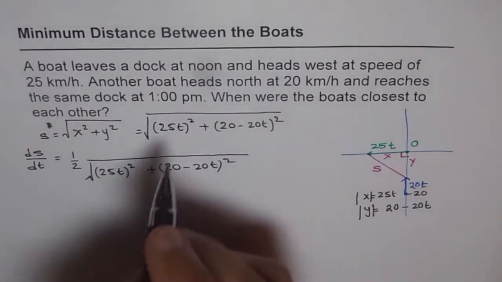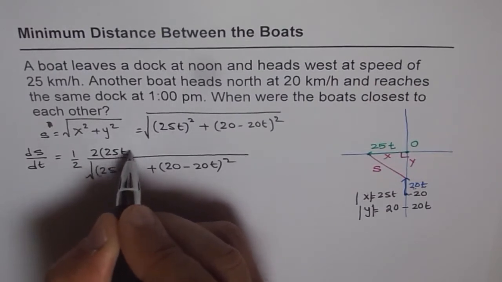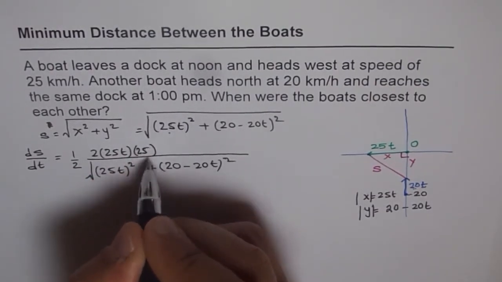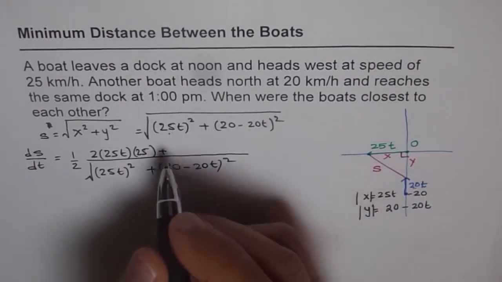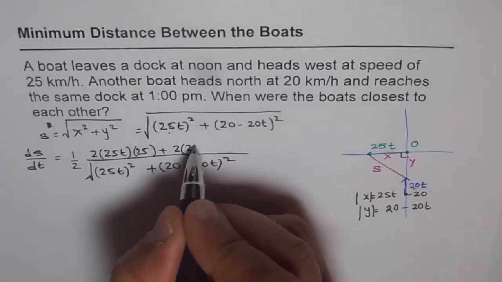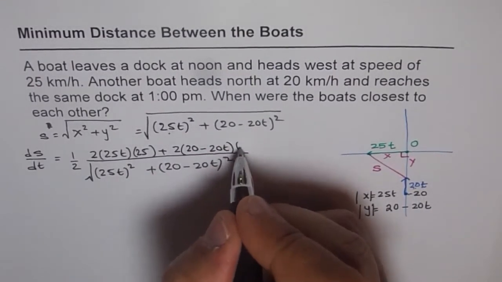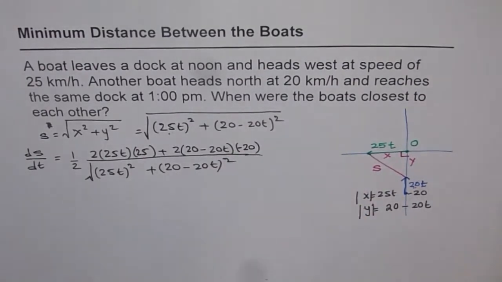So the derivative of this is 2 times 25t times the derivative of the inside term. So just chain rule, or you can say power function rule also. Plus this derivative will be 2 times (20 minus 20t). The derivative of this will be minus 20, correct? So that is what we get.